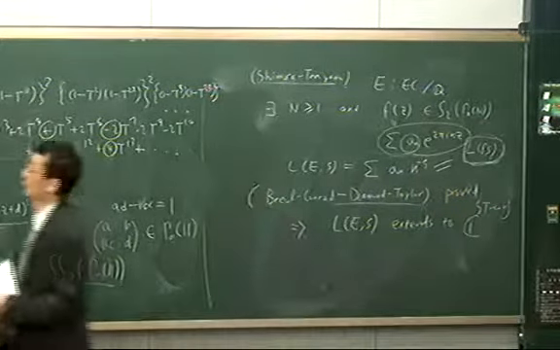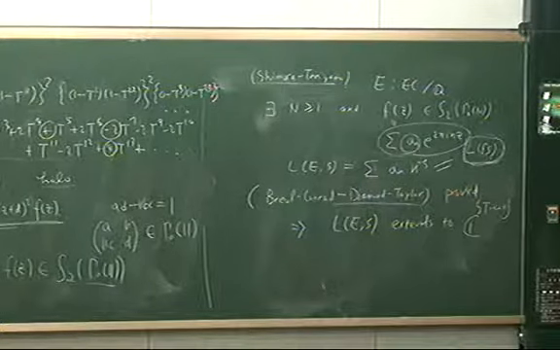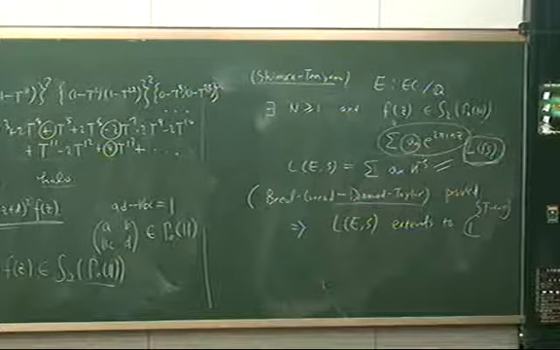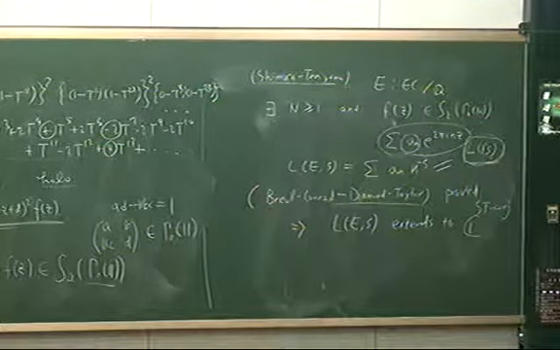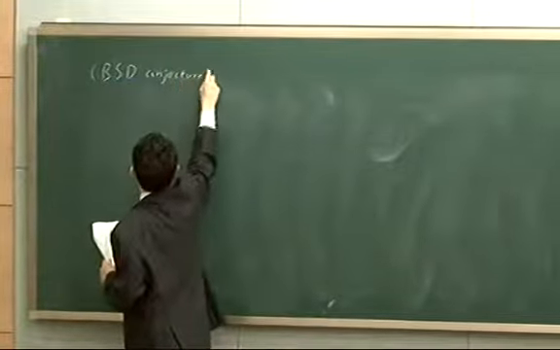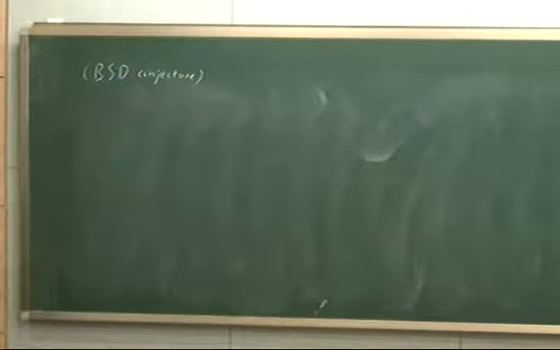So now let me introduce another conjecture from Birch and Swinnerton-Dyer. Because the L-function can be extended to the whole plane, we can consider the value of the L-function at s equal to 1. So the BSD conjecture relates the value to the rank of the elliptic curve, the Birch and Swinnerton-Dyer conjecture, which is one of the millennium problems.